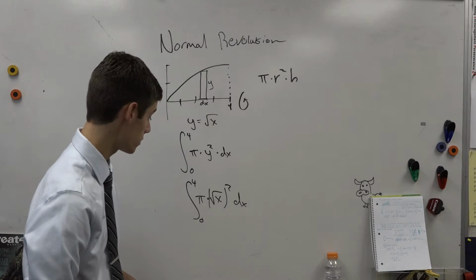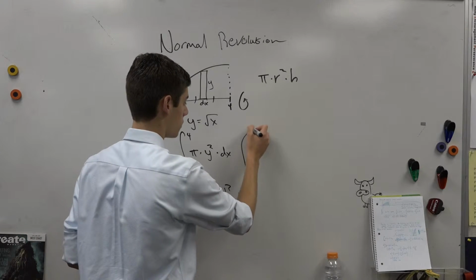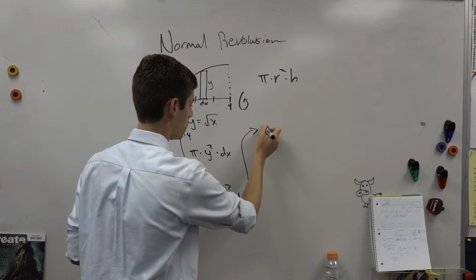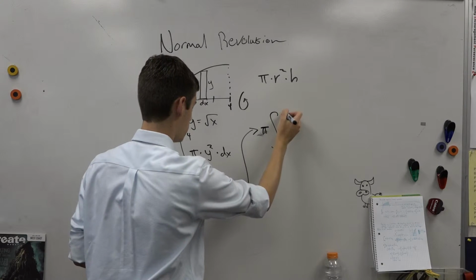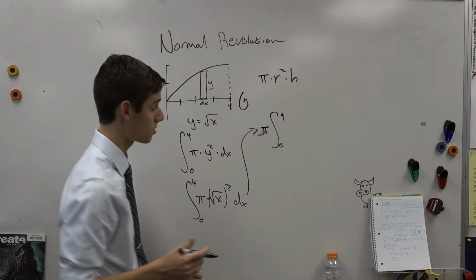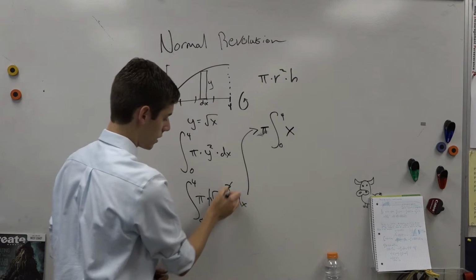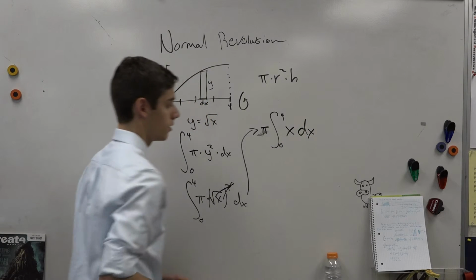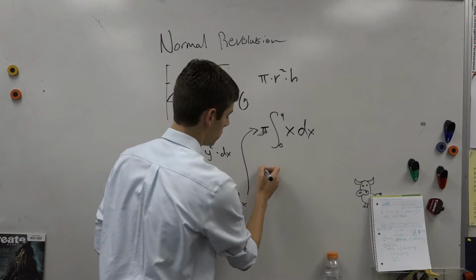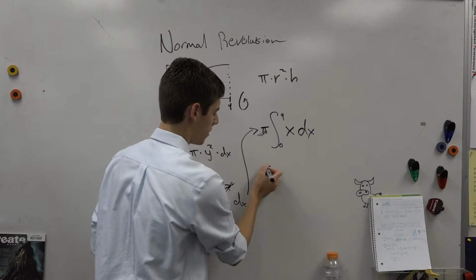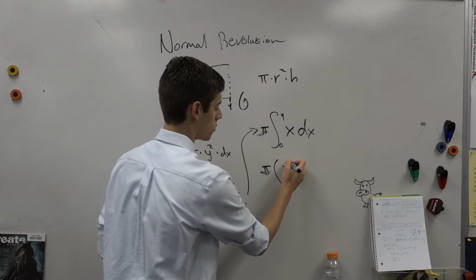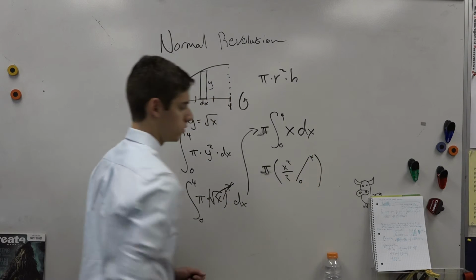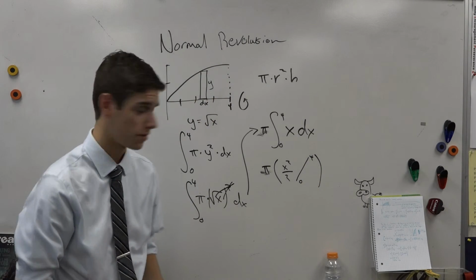Now, there's a few things we can do to this. If we move over to here, we can take the pi out, since that's a constant. And the square root of x squared is just going to be x. So those cancel out, and we have x dx. And the integral will then be pi times x squared over 2, from 0 to 4. So now this is just normal solving of an integral.